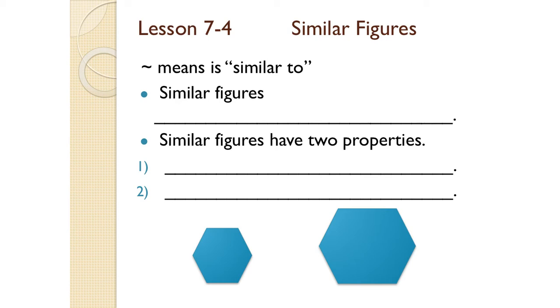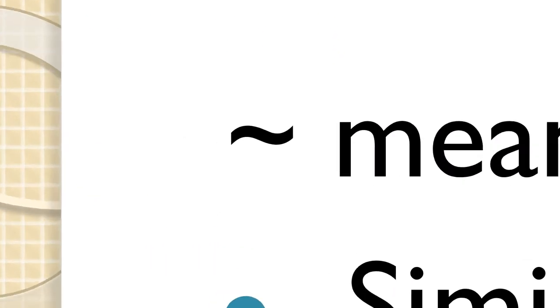Okay, so what we're going to do is look at this worksheet that you have. It matches up with the lesson we've been doing, but with shapes instead. First off, let's talk about this little sign right here. The sign that you're seeing right there just means similar.